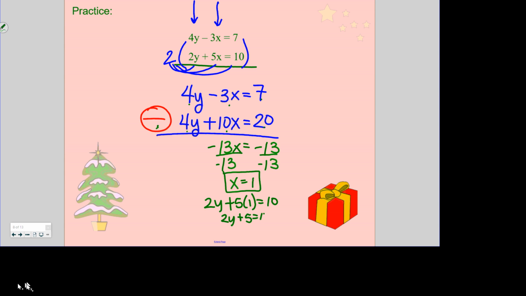And solve. So subtract 5 from both sides, so 2y equals 5. Divide both sides by 2, and y equals 5 halves. Meaning that the solution to this system is the point (1, 5 halves). And that would be the point where these two lines would intersect if we were to graph them. That's the x and y value that makes both equations true.